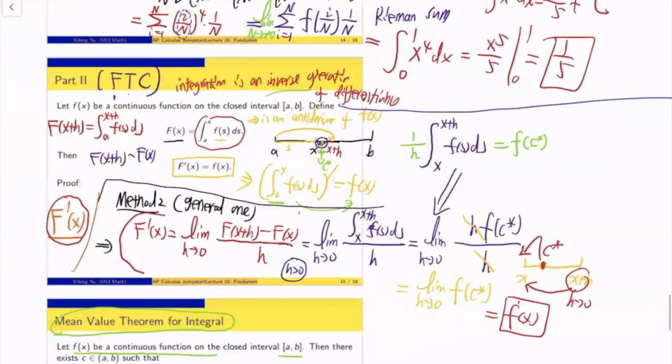So we start from the definition of F prime of x, and we use the property of the integral, taking the difference of integrals, the Riemann integral. Then we apply the mean value theorem for integrals. So the average of the function f is equal to the value of f at some point in between, and then we take the limit. So this is a general proof. It does not require that f has an antiderivative.